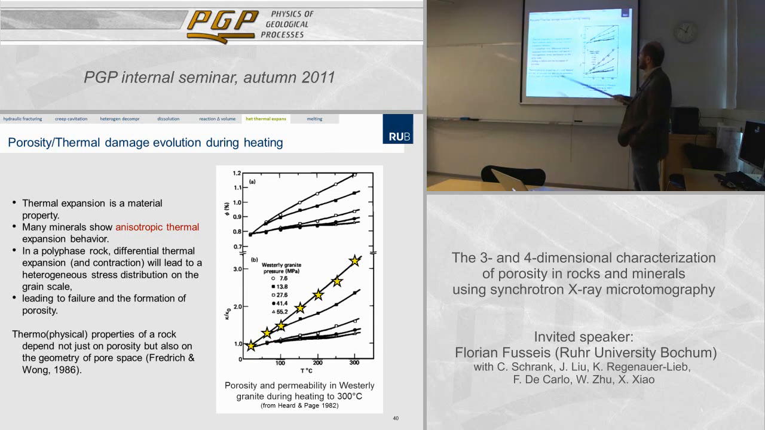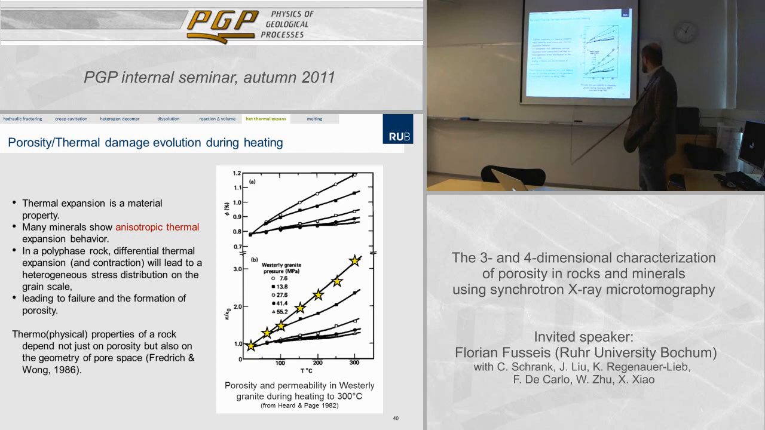Not correct grammar. Anyway, thermal expansion is a material property. We all know that. Many minerals like quartz show a very pronounced anisotropic thermal expansion behavior. And of course, as you can imagine, in a polyphase rock, differential thermal expansion, and it's also true for contraction, will lead to a heterogeneous stress distribution on the grain scale. And that may lead to failure and the formation of porosity. In fact, it does, and it has been investigated in numerous experiments. I've just picked one of them.